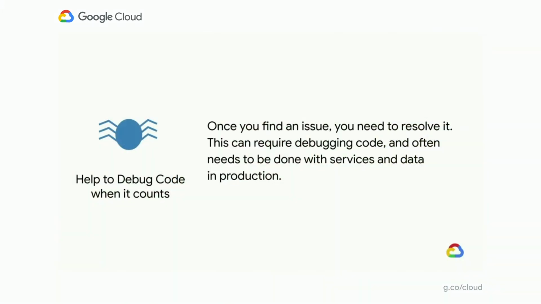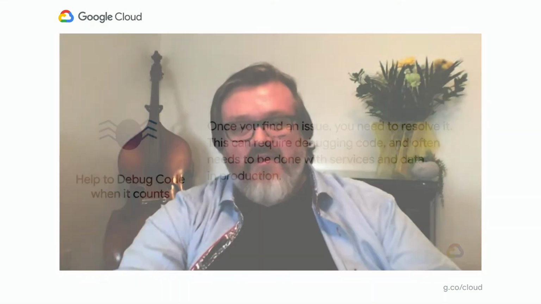Our final scenario talks about how to debug code when it counts. If you've ever had a scenario where you could not reproduce an issue in your development environment, then this is for you. If you've ever had a scenario where that one line of logging that you needed was not there when you needed it, this is for you. In this next demo, we're going to see how Cloud Debugger can help you debug in production when you need it most.